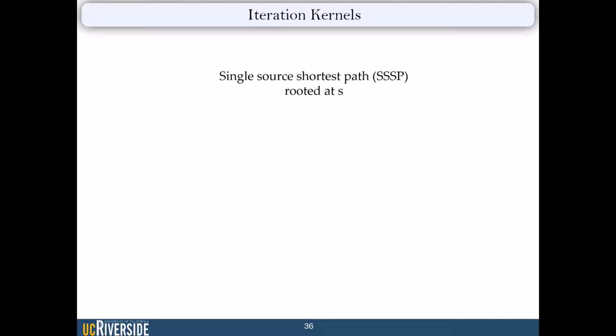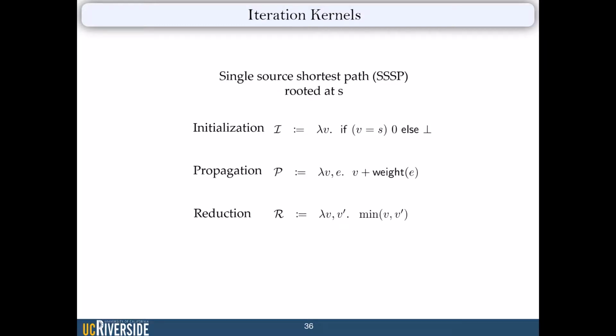Consider the SSSP example rooted at S. Initialization initializes vertices by setting the value of the source vertex to 0 and the rest of the vertices to undefined. The propagation propagates the new weight by adding the weight of edge E to the current value. And finally, the reduction function aggregates values and returns the minimum weight.